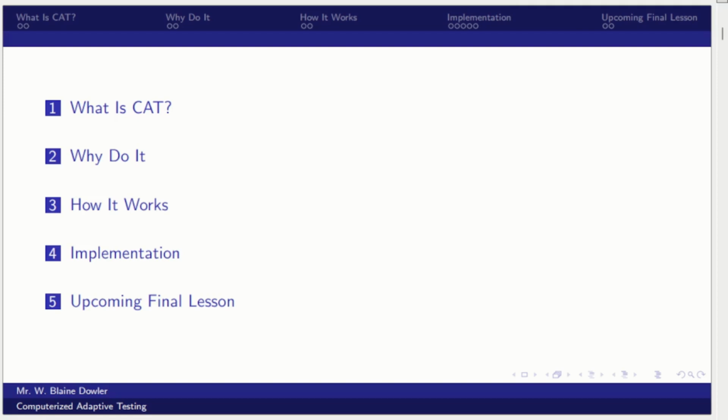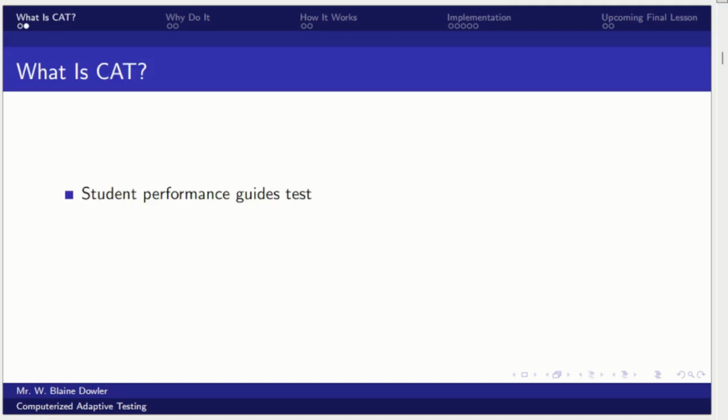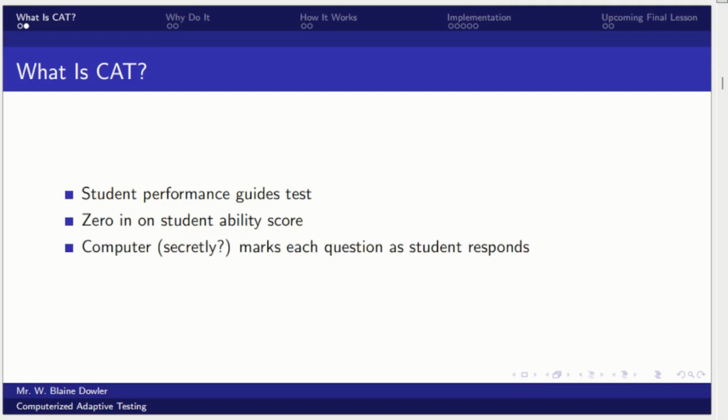So we're going to go through what is computerized adaptive testing, why we do it, and how it works in the first video on part 8, and then implementation will be in the second video. So first of all, what is computerized adaptive testing? Well, it's about using the student performance to guide the test. It'll zero in on a student's ability score. The computer will possibly secretly mark each question as the student responds. So instead of trying to focus on grades or percentages, this is about figuring out where is the student at? What is their ability level in the context of this course?